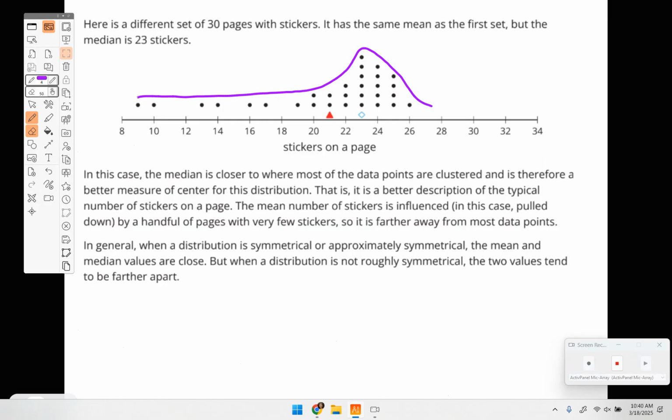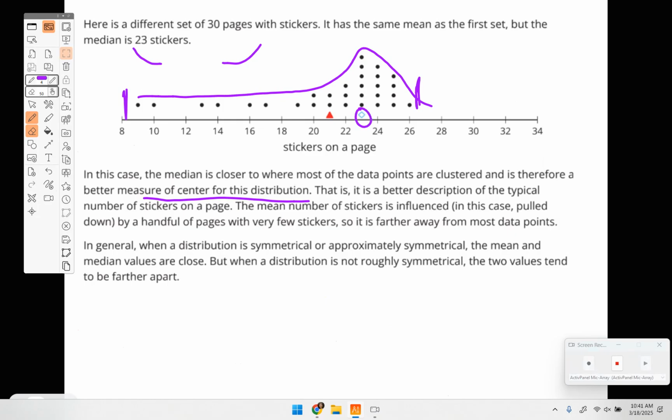It's got a little bit of a bell curve, but if I look at where my data starts and where it ends, is it centered or is it skewed? Yeah, so it's skewed, and we call this, is it right skewed or left skewed? Is it skewed on the right side or on the left side? Left. It's more heavy on the left. In this case, the median is closer to where most of the data points are clustered, and therefore a better measurement of center.